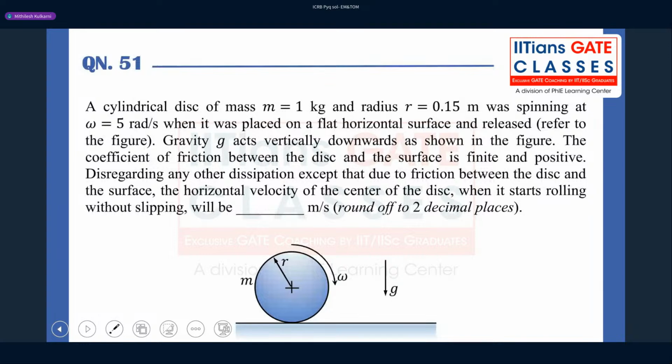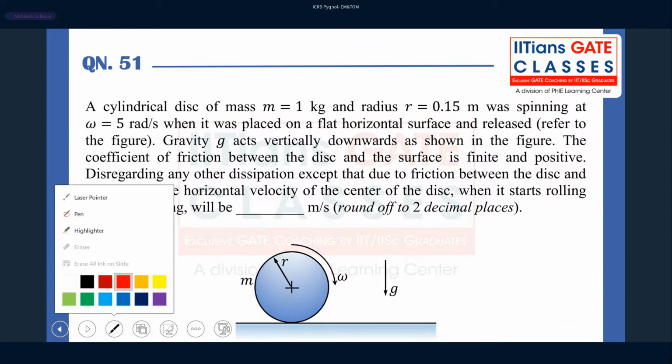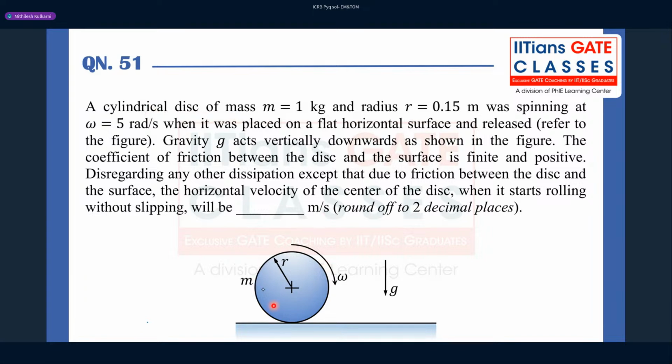Coming towards the next question. Let's talk about it. This one is a cylindrical disc of mass m equal to 1 kg and radius r equal to 0.15 meter, was spinning at omega equal to 5 radians per second when it was placed on a flat horizontal surface and released. Gravity is g, acting in the vertically downward direction. The coefficient of friction between the disk and the surface is finite and positive.